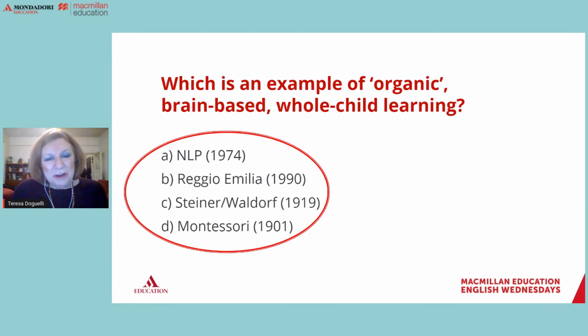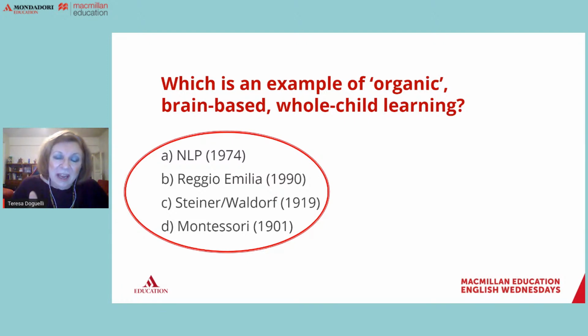Both, obviously, Montessori, which probably you're all very familiar with, Reggio Emilia, less heard of, but which also originated in Italy, is another example. The Steiner Waldorf, the cigarette company that created its own school method of learning for children, and neuro-linguistic programming, which started in 1974. All of those, all 20th century, and all examples of organic, brain-based, whole child and whole person learning. So there we go.